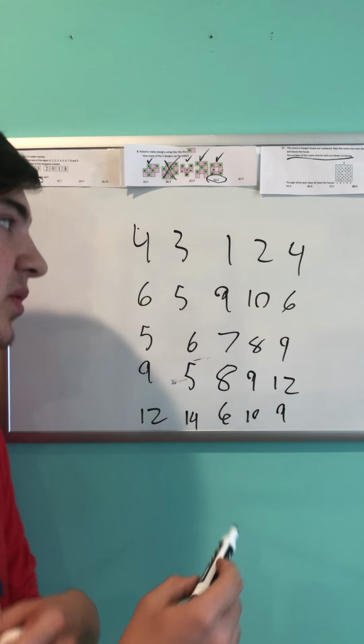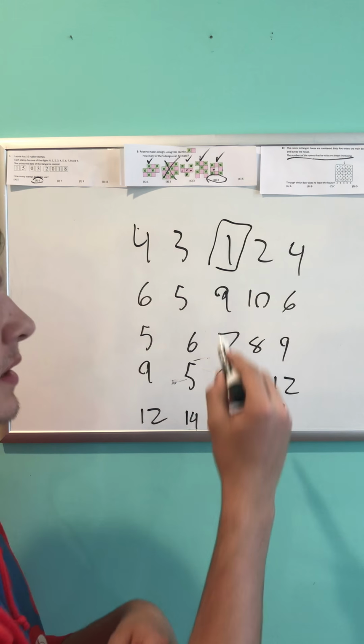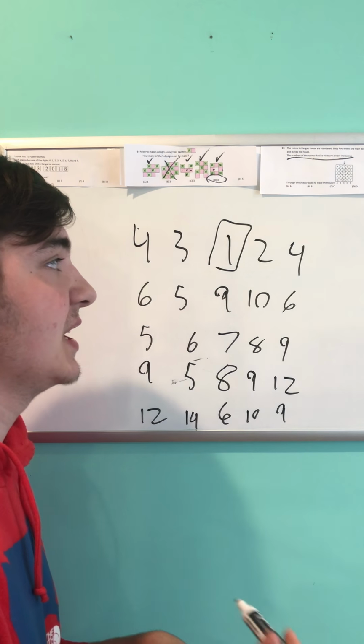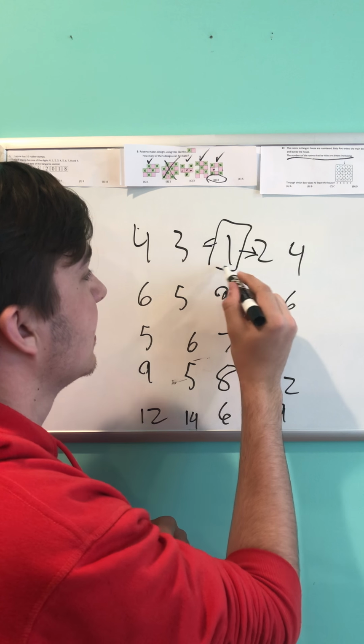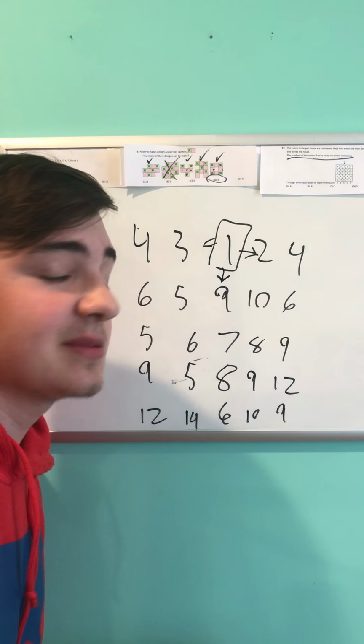Now, we know that he starts in this room, right? So now he can only go to a room where the number's increasing. So which way can he go? He can go this way, or this way. It doesn't matter which way you guys choose.